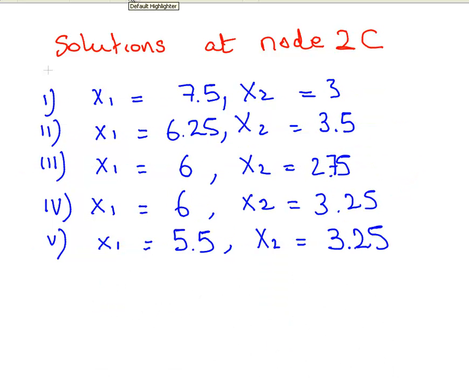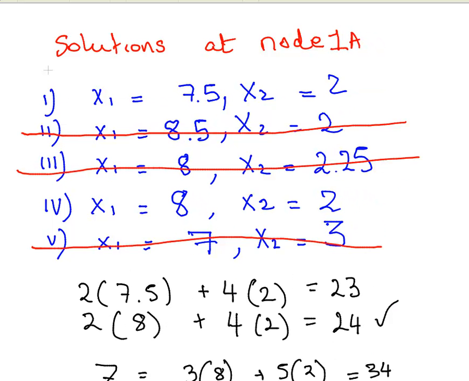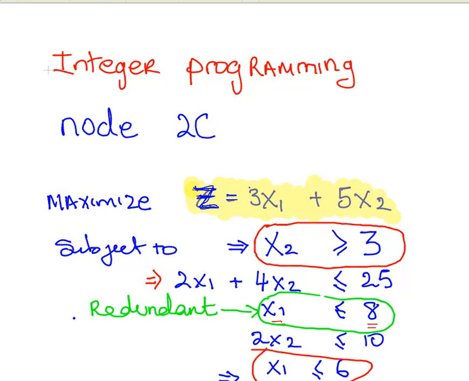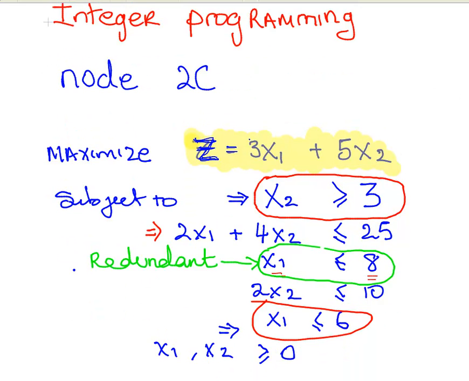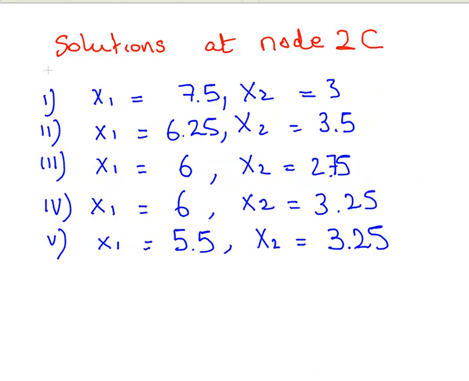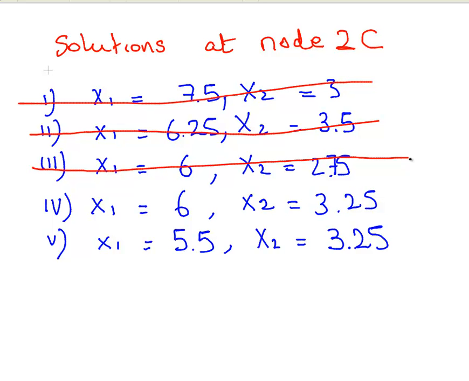So it's node 2C. First off, if you just check your constraints, some of these are very obviously going to be wrong. Can you check them straight away? Node 2C, x1 is less than or equal to 6, and x2 has to be greater than or equal to 3. So automatically we can get rid of that one. We can get rid of that one. And x2 has to be greater than or equal to 3, so we can get rid of that one. So what we have are these two solutions. Let's check them out.